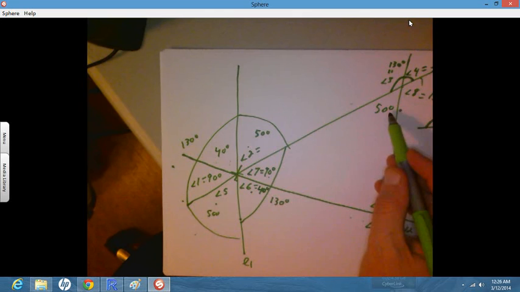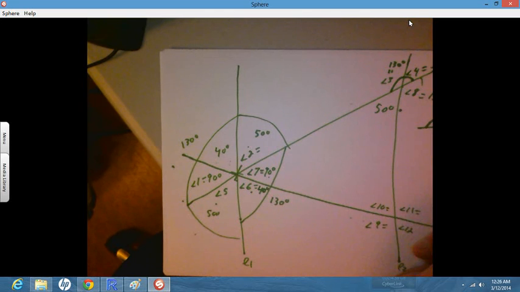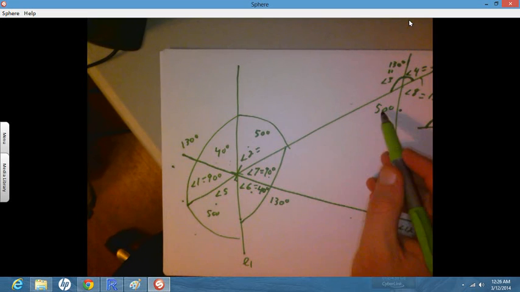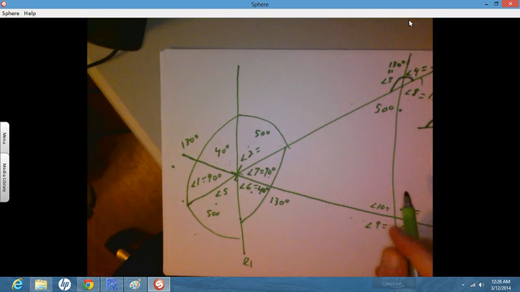So what angle should this be? Well, there's 180 degrees in a triangle. This is 90, this is 50, so that gives me 140. So what angle should be over here so it adds up to 180? Well, angle 10 should be 40 degrees.